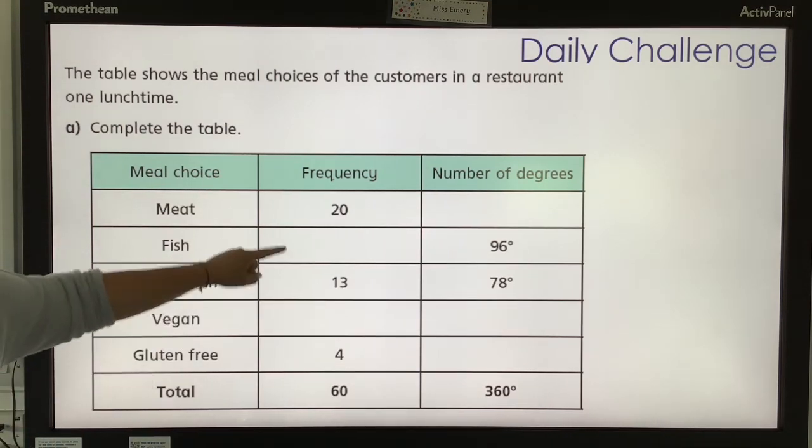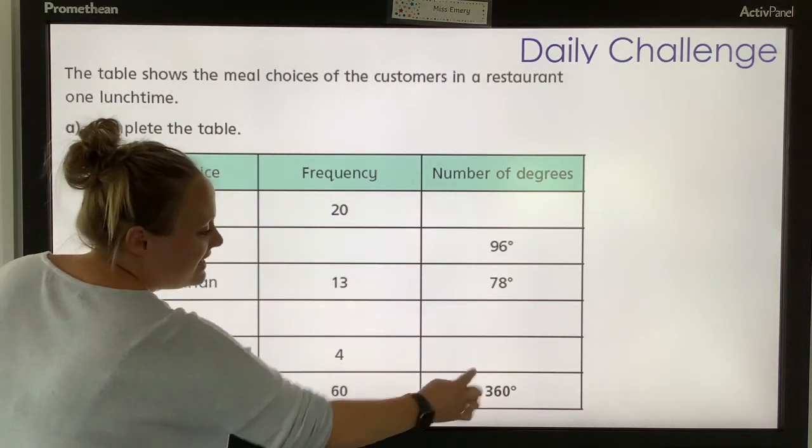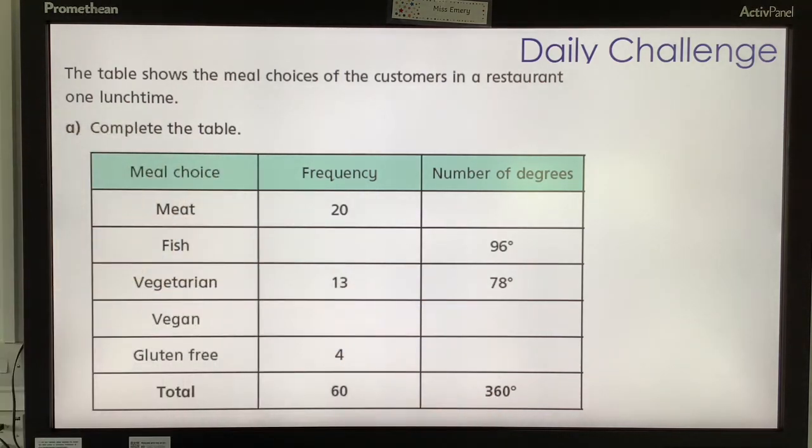Check that when you've got those numbers, they add up to 60. If they don't, it's not quite right because there were 60 people. Same with your degrees. If they don't add up to 360, it can't be right, because 360 must be our total. So pause the video and have a go at that.